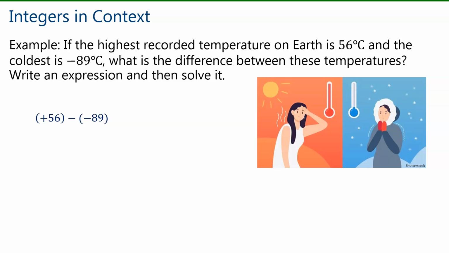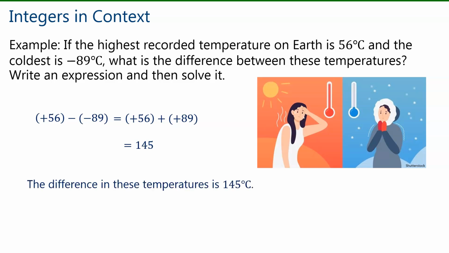Now adding the opposite, we can write it like this. So we just need to add these two together to give us 145. So now we can answer it and say that the difference in these temperatures is 145 degrees Celsius.